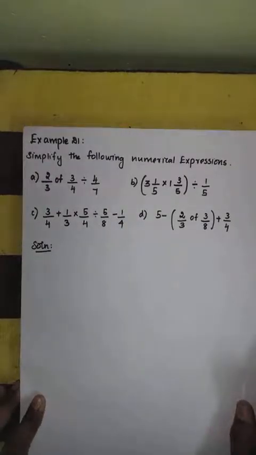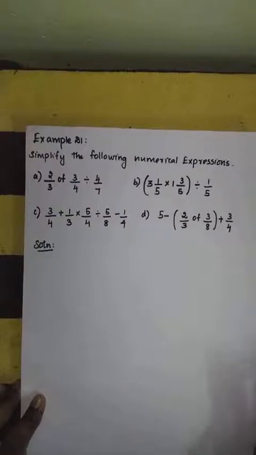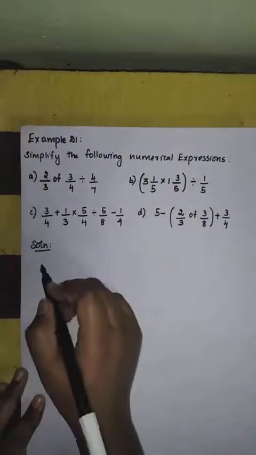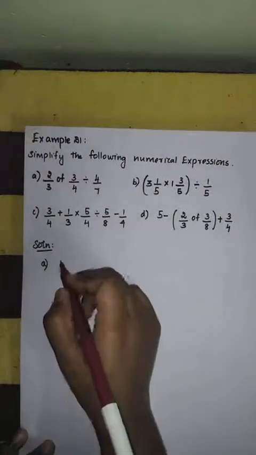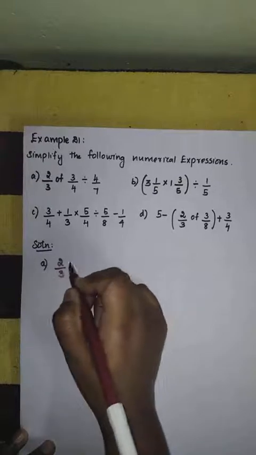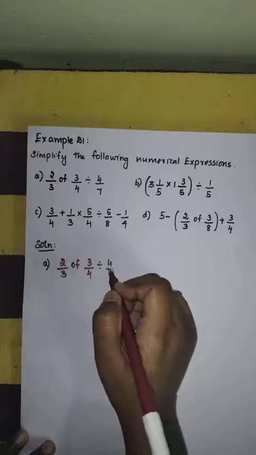So, example 21. Take page number 30 and take example 21. Simplify the following numerical expressions. We have four questions, and we are going to solve them one by one. Take the first question, question A: 2 by 3 of 3 by 4 divided by 4 by 7.